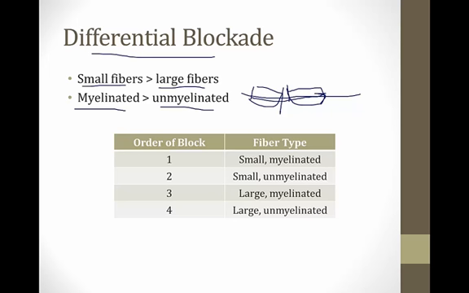So the myelinated axons are very dependent on those nodes of Ranvier, and just blocking a few of them causes a significant decrease in the ability of the neuron to send signals. And that's why myelinated fibers are easier to block. So I've written the order of the block down here. The first thing to be blocked are small myelinated, and then small unmyelinated, then large myelinated, and then large unmyelinated.